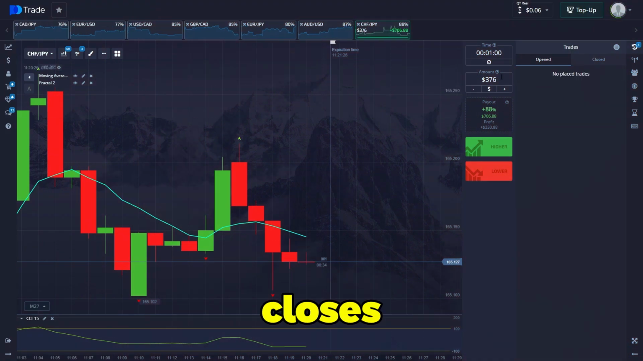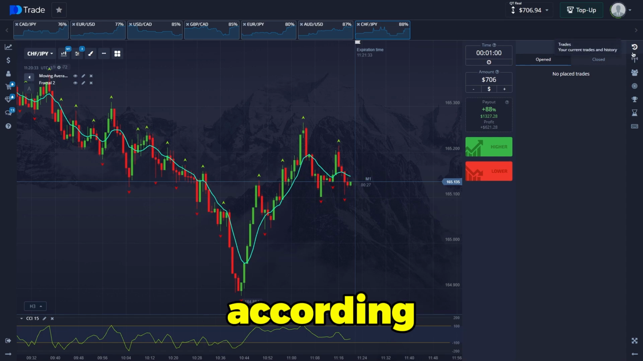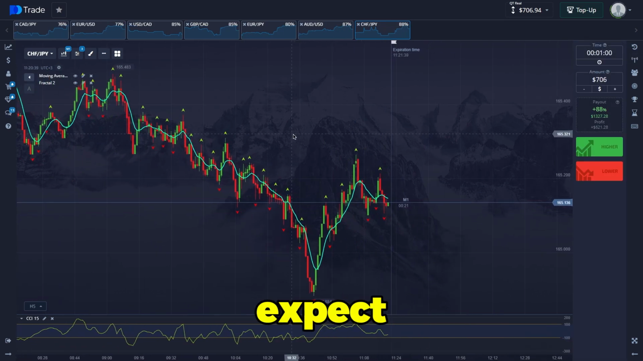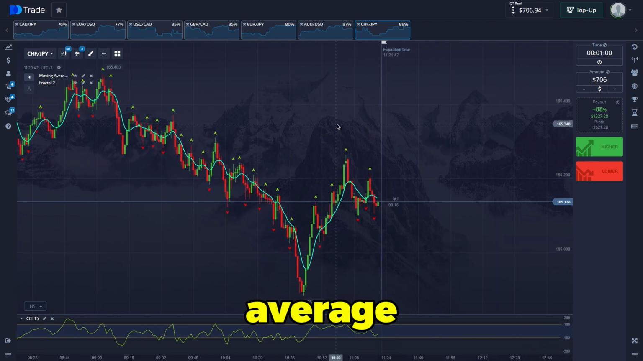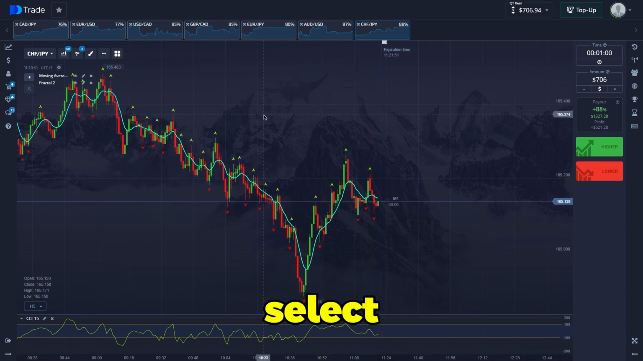So let's look at the result. And the deal also closes in our favor. As you can see, traders, we open transactions according to the same principle, and they easily close in our favor. It is enough to expect the crossing of the moving average. And in general, carefully pay attention to the oscillator. Let's continue trading and select the next currency.